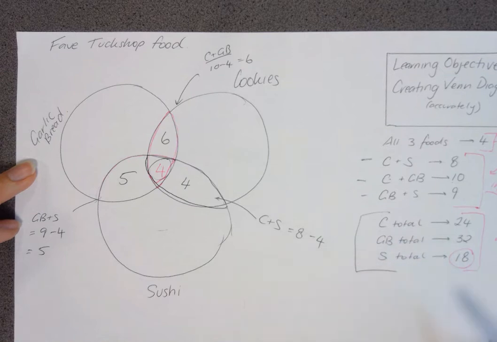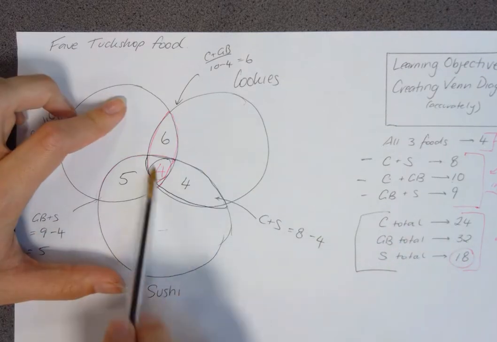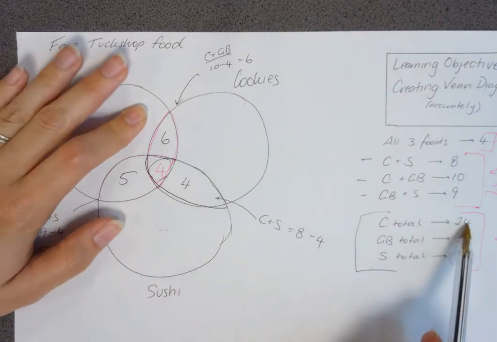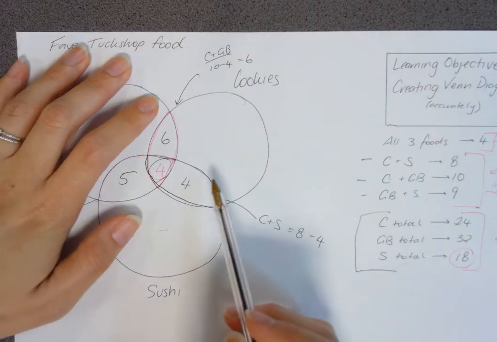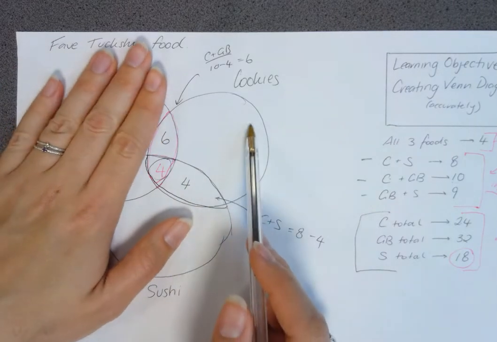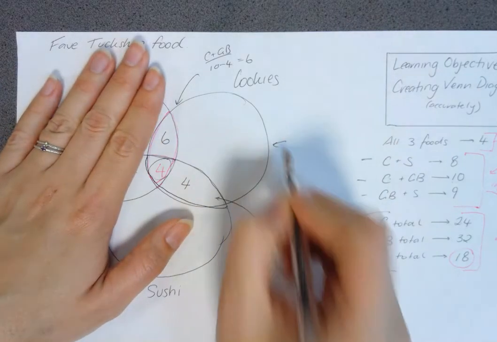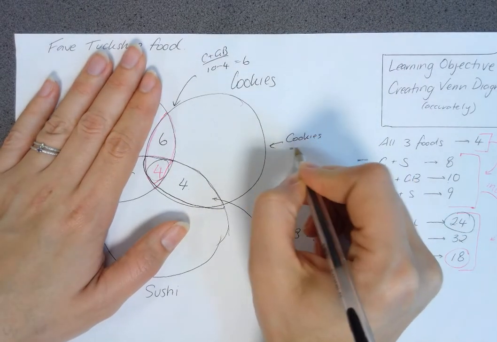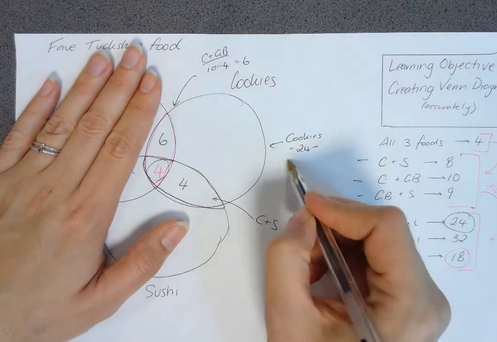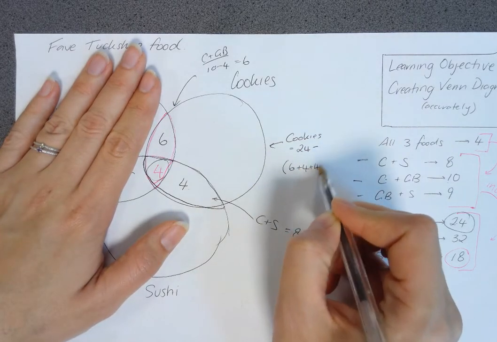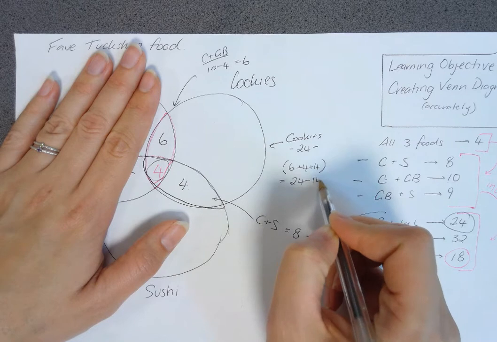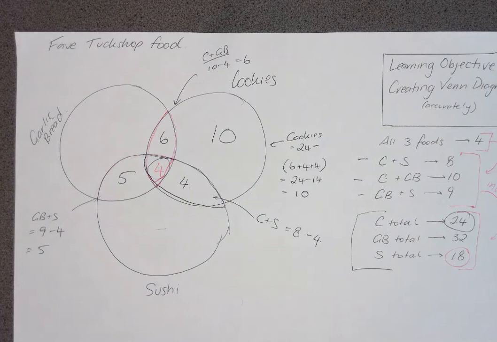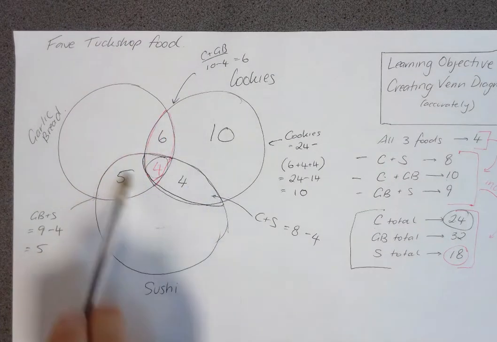This time we need to consider total. So our cookie circle, so this whole circle, has already got some people in it, but we know 24 people in total fit into this category. So we need to consider this, this, and this before we put a number in this circle here. So the cookies circle will be 24, cookies will equal 24, take away whatever we've got. So we've got a 6 plus a 4 plus a 4 already. So that will be 24, take 14, which is 10. So we're going to have 10 people who only like cookies, but if we added up every single person in this circle, we would get the 24.